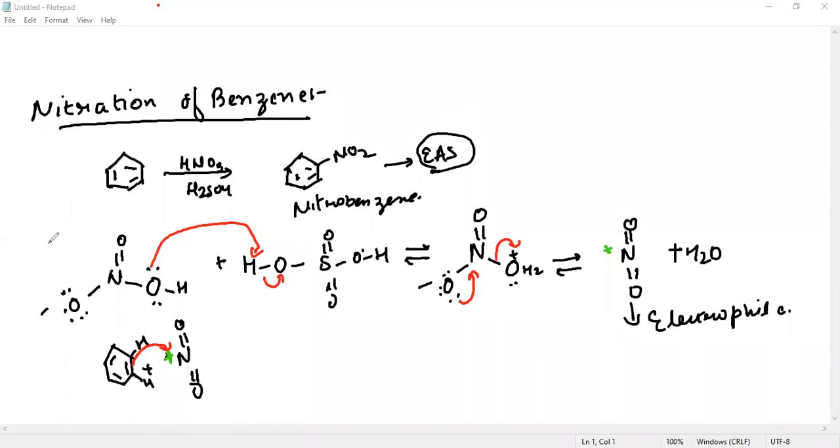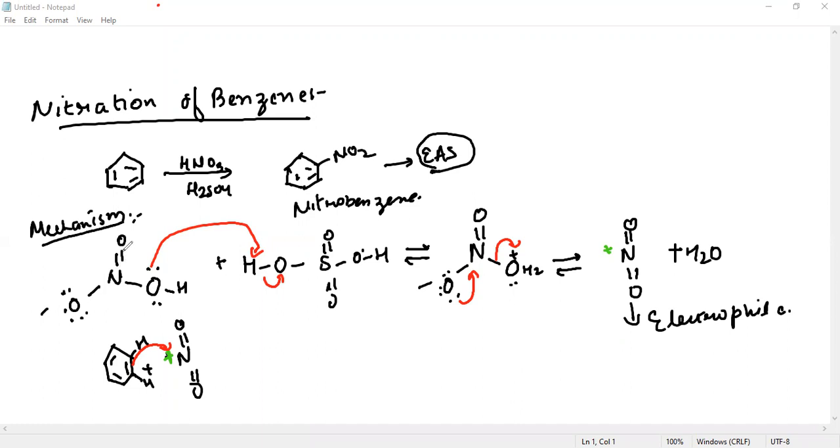Now let's go into the mechanism. So this is your mechanism here. First we are going to generate the electrophile. So how are we going to do that? For the mechanism, we have this thing here. This is the HNO3 structure. This is how it looks.